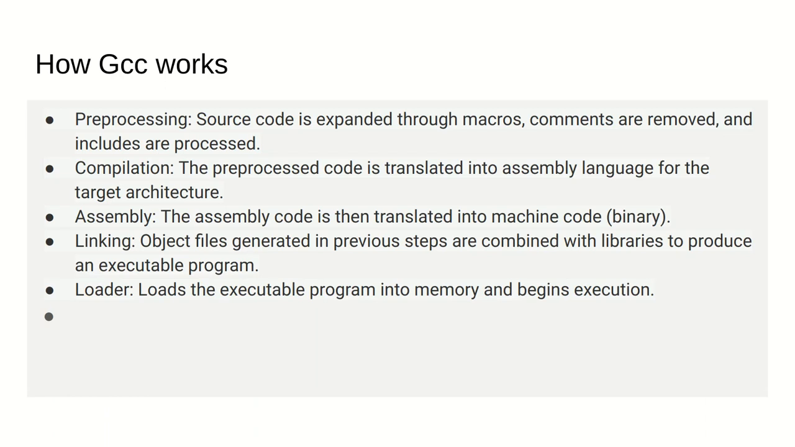Okay, so now how GCC works. The first step is preprocessing. The source code is expanded through macros, comments are removed, and includes are processed. The second step is compilation. The processed code is translated into assembly code for the target architecture. The third step is assembly. The assembly code is then translated into machine code, which is the binary code. The fourth step is linking. The object files generated in the previous steps are combined with libraries to produce an executable program. The fifth one is the loader, which loads the executable program into memory and begins execution.